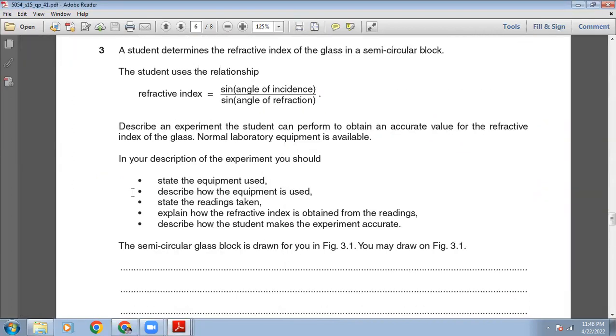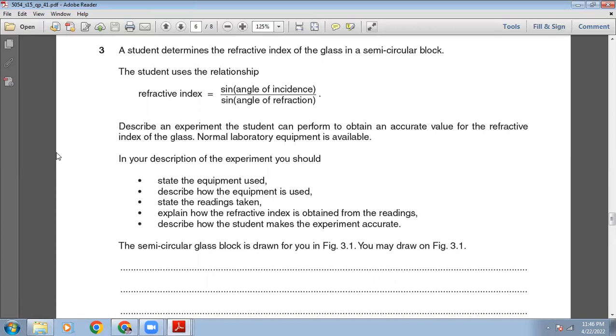The next question coming up on your screen is question number 3. He says, a student determines the refractive index of the glass in a semicircular glass block. The student uses the relationship refractive index is equal to the sine of the angle of incidence divided by the sine of the angle of refraction. Describe an experiment the student can perform to obtain an accurate value for the refractive index of the glass. Normal laboratory equipment is available. In your description of the experiment, you should state the equipment used, describe how the equipment is used, state the readings taken, explain how the refractive index is obtained from the readings, and describe how the student makes the experiment accurate.